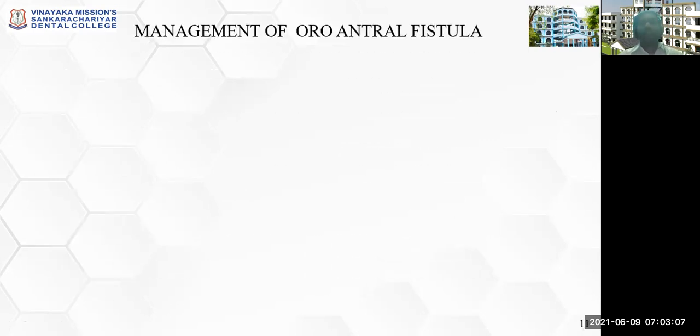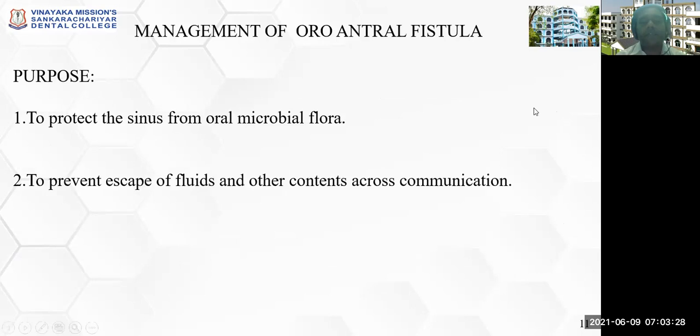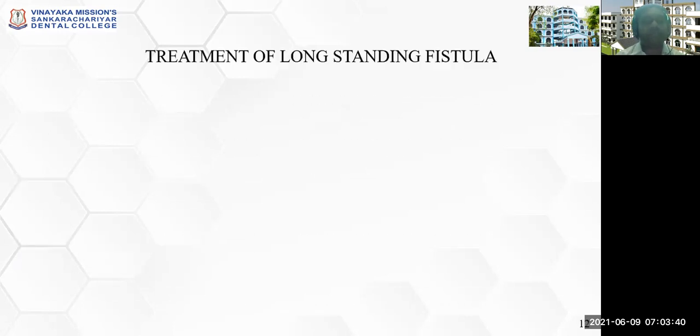Now we have seen the definition of oroantral fistula, the differences, the etiologies, and now we'll see the management. That is the most important part. If there is an oroantral fistula, how to manage it? There are various ways. First, we will see what the main purpose is: to protect the sinus from oral microbial flora, to prevent escape of fluids and other contents across the communication, and to eliminate existing antral pathology. Basically, you have to prevent the communication between the oral and the antral cavity. That is the main aim here.